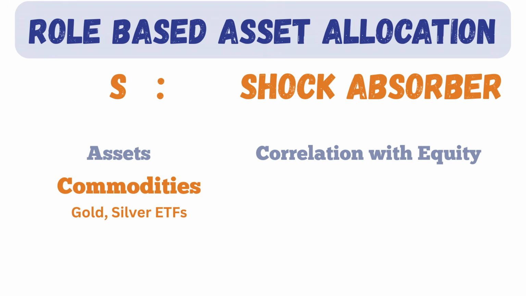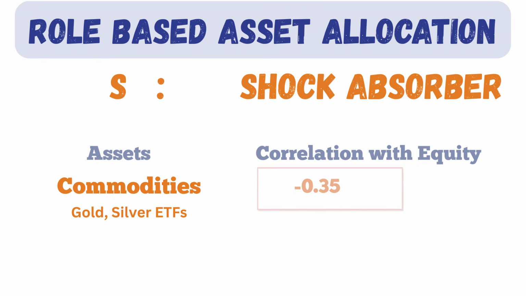The assets that might fit here are commodity ETFs like gold or silver. Commodities have a historical correlation with equity of approximately negative 0.35. That means commodities have historically moved in the opposite direction of equity. So it could act as a shock absorber during periods of equity drawdown.